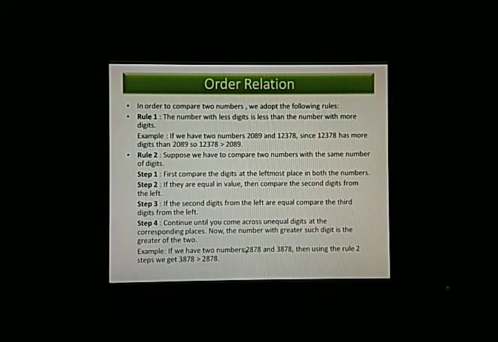Say in this example we have two numbers. Clear? Here the rest of the digits are similar. You can see 2878, 3878. So for comparison, the only digit that is different, or which varies, is this digit 2 and this is 3. So using this rule number 2 and using the steps of the rule number 2, we can come to the conclusion that this number is greater than this number. So clear? You can try out other numbers also by using this rule and definitely you will get the correct answer which is greater and which is lesser.